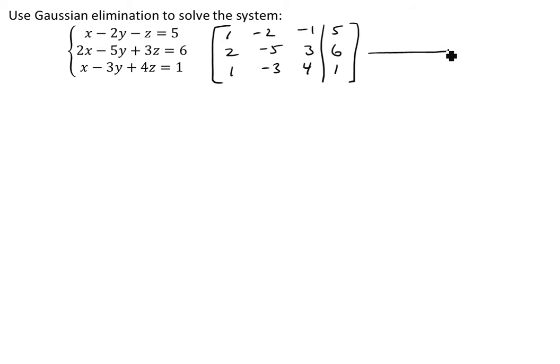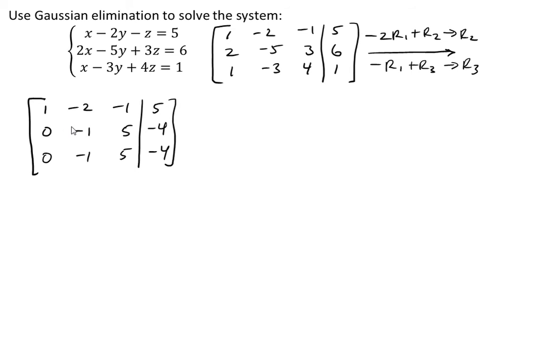So to get a 0 there in row 2 where we have a 2, we want to take row 1 and multiply it by negative 2 and add that to row 2, and that will become our new row 2. And just be sure to apply that row operation to each column. And then to get a 0 there in the lower left in row 3 where we have a 1, we want to take row 1 and multiply it by negative 1 and add it to row 3, and that will give us our new row 3.